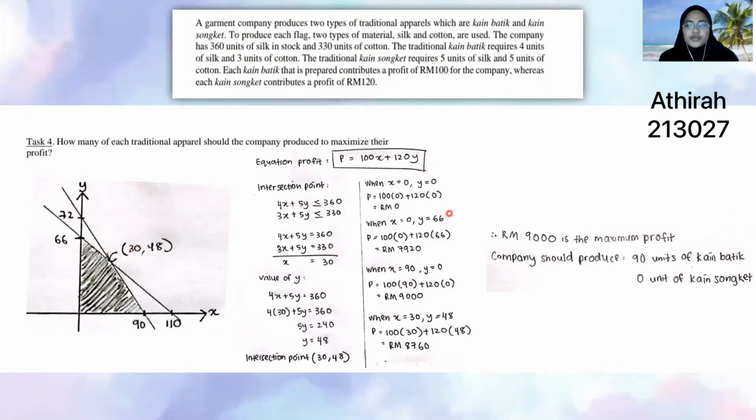Then from that, we can see the highest profit value we get is 9,000 ringgit when X is 90 and Y is 0. Since X is the kain batik and Y is the kain songket, we can conclude the company should produce 90 units of kain batik and 0 units of kain songket to maximize their profit.